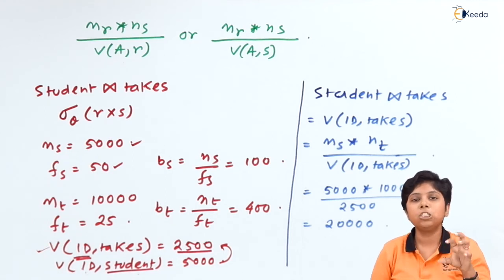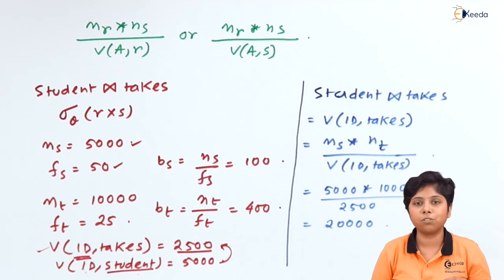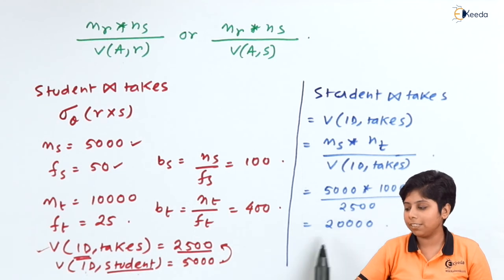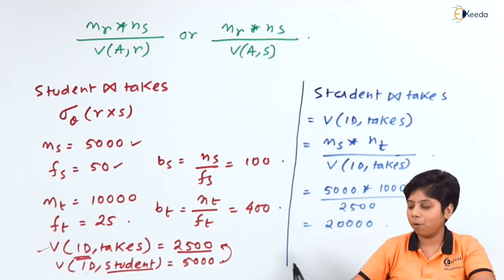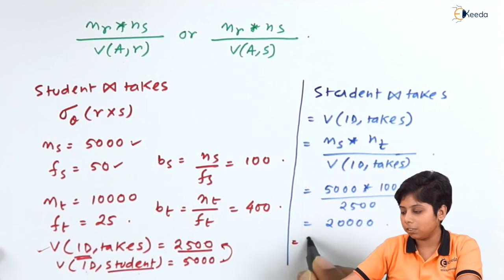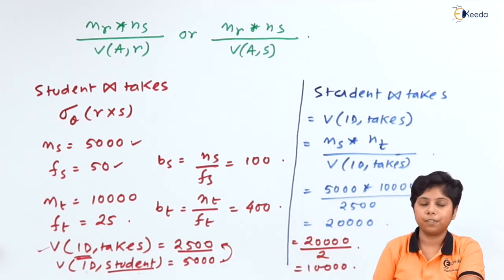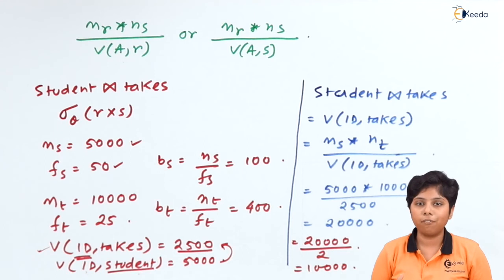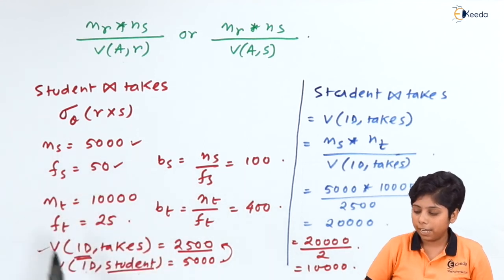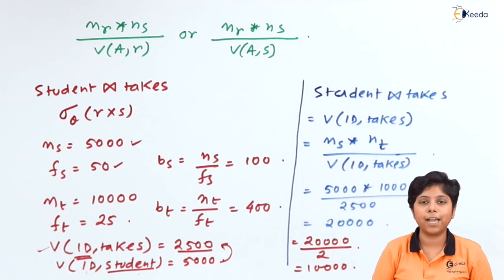That means there are 2500 students, or half of the students have taken some courses. Now how to calculate this one? We can either just divide it by 5,000, or from this relation we can say that it is 20,000 by 2, which equals 10,000. Now using only the values represented, NR, NS, NT, FT, we can calculate the size of the student joining text. Now we will calculate the size estimation for other operations like the projection, aggregation and all.